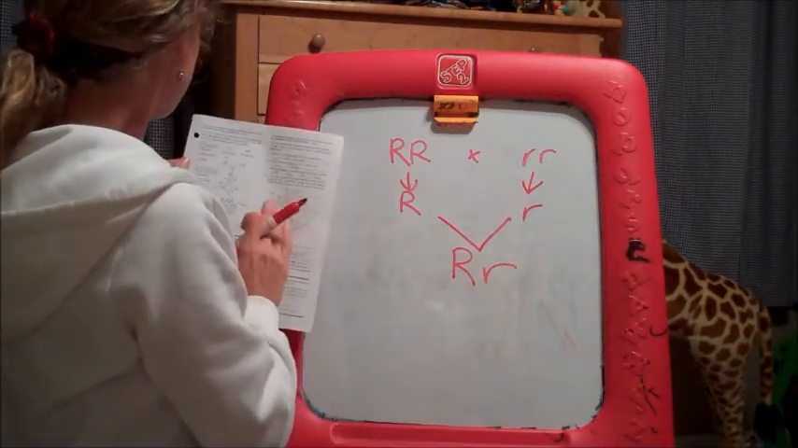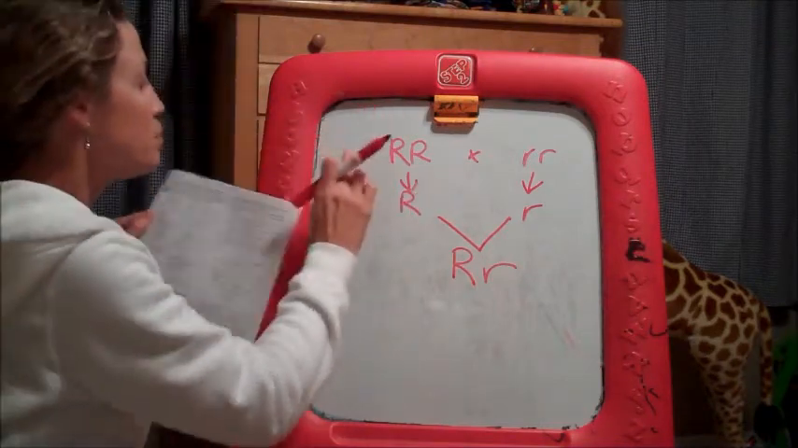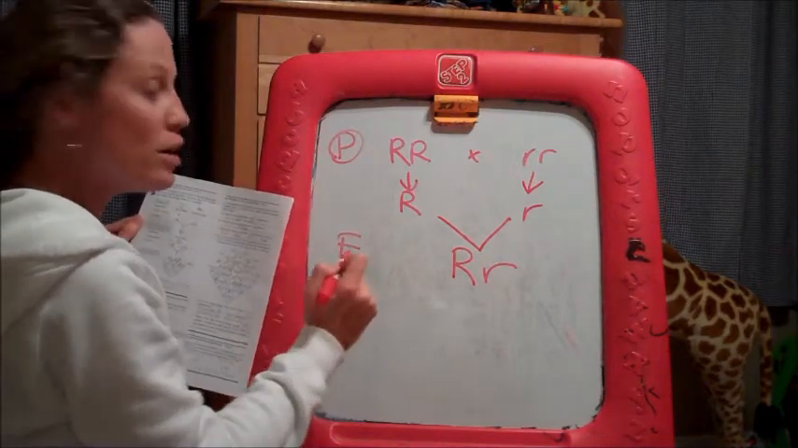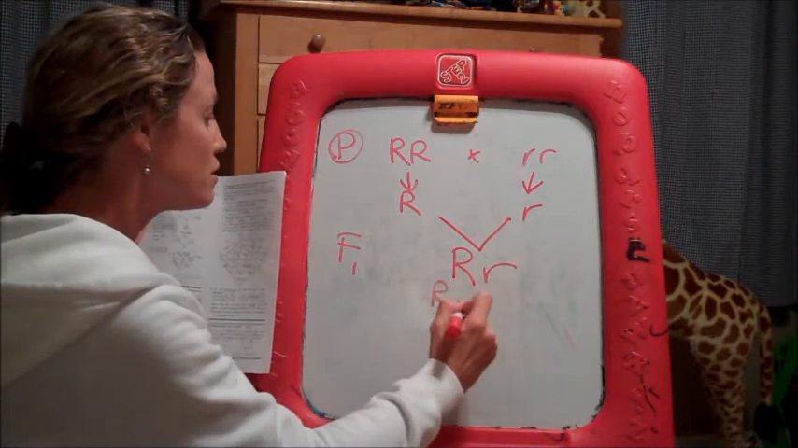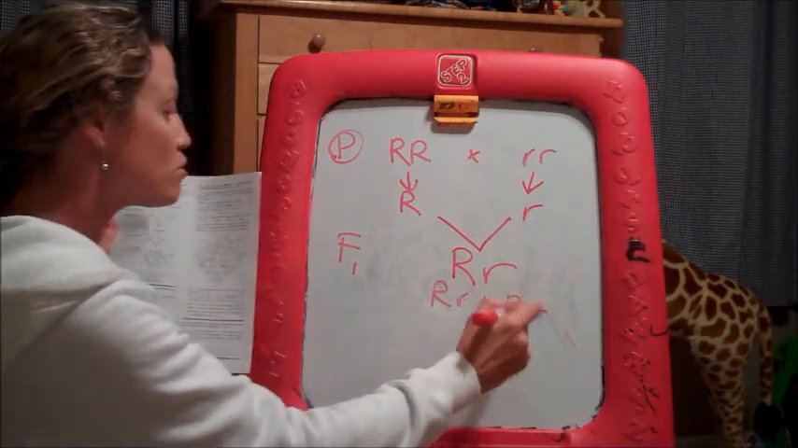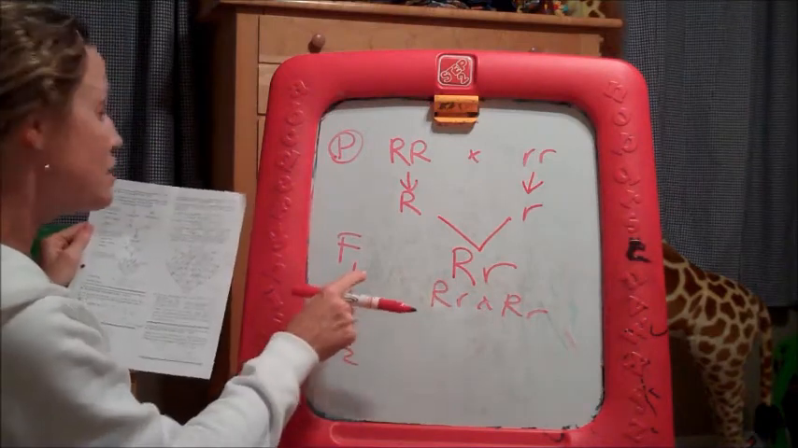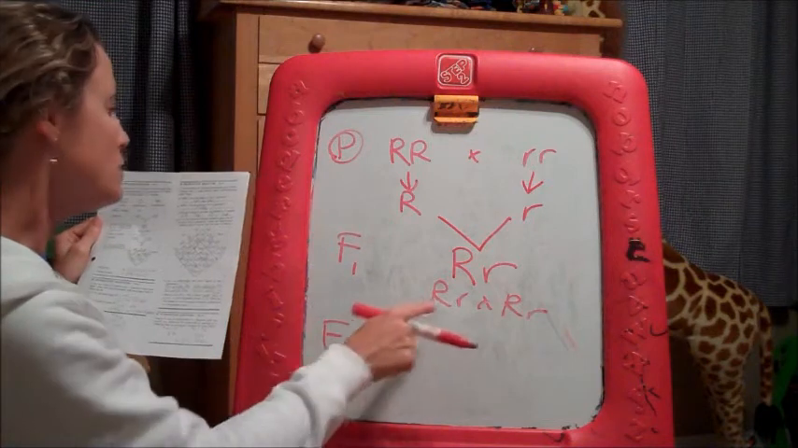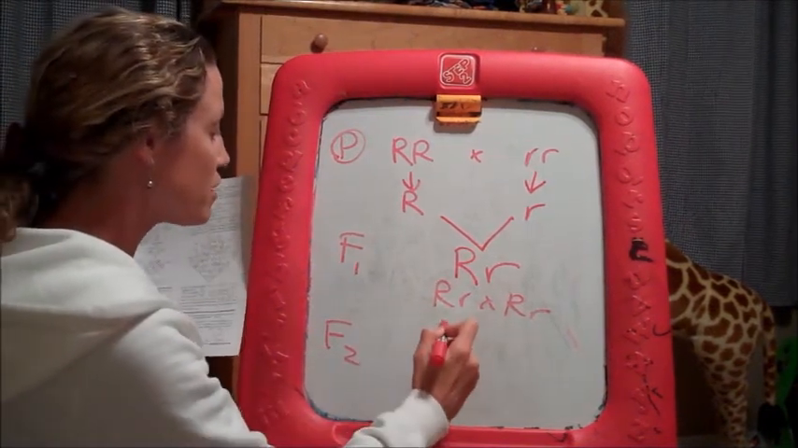Off to the side, what do we call that generation? We had the P generation up here. This is going to be our F1 generation. And then if we cross these offspring like this, then the resulting offspring will be our F2s. So that's going to be letter C and letter E. So then when you cross these, that's when you might do a Punnett square.